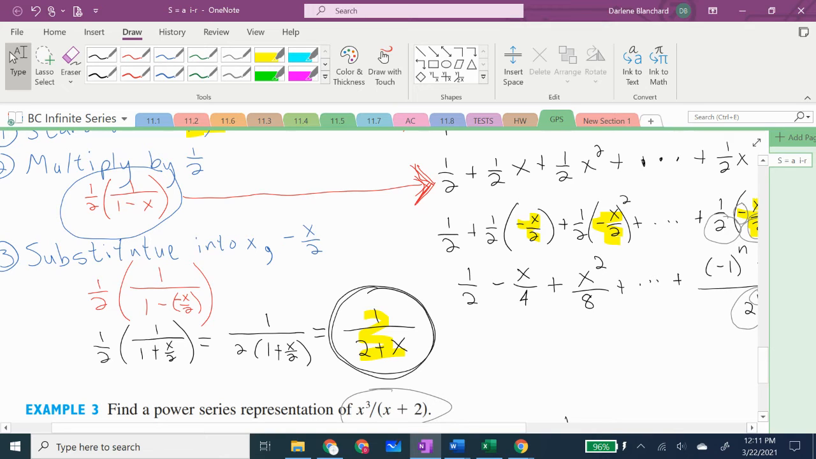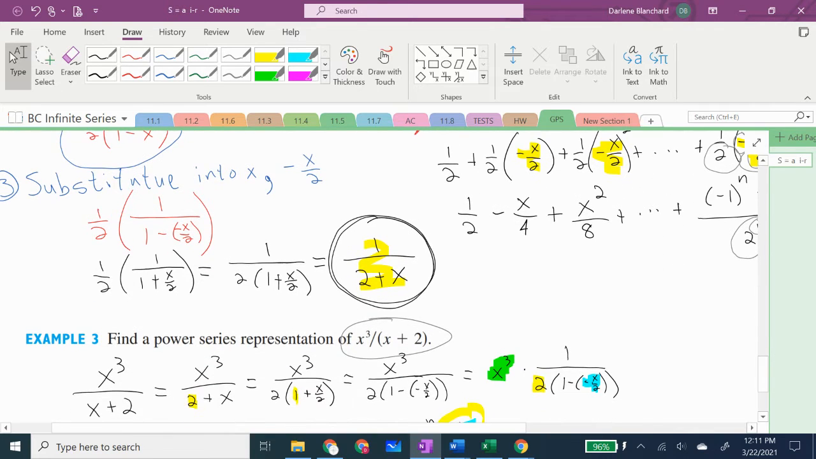So now what I want you to know is focus on the denominator first. When you see x cubed over x plus 2, you want to know that your first focus is the denominator. And within that denominator, the first thing that matters is getting this to be a 1.